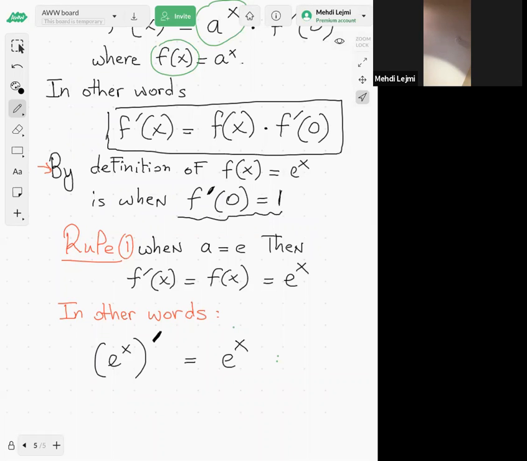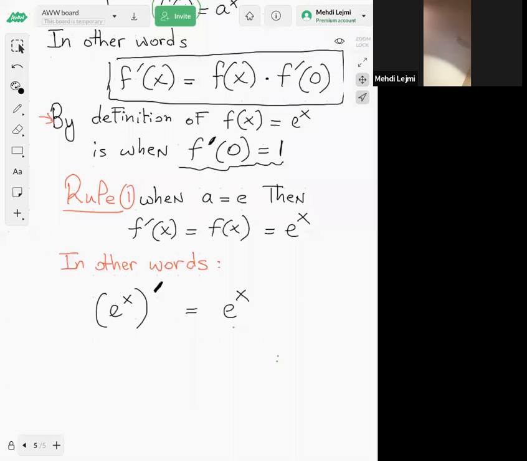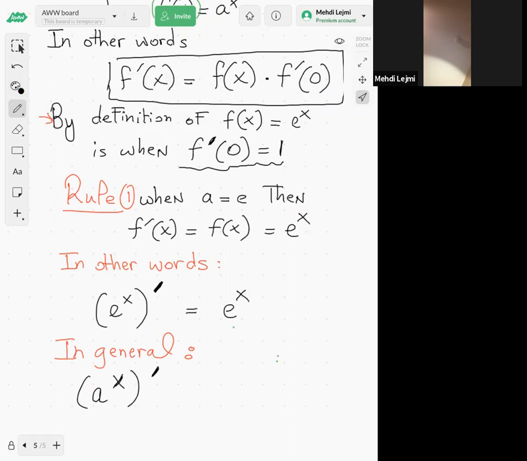Right? Now, if the base is not e, so in general, rule number 2: if you have a base different from e, the derivative of a to the x is equal to a to the power x times the natural log of a. Okay.